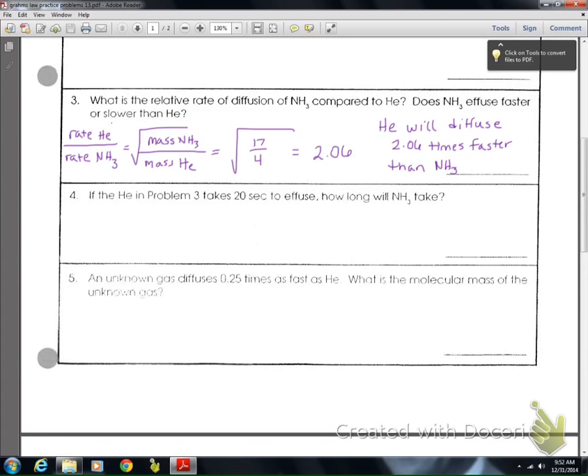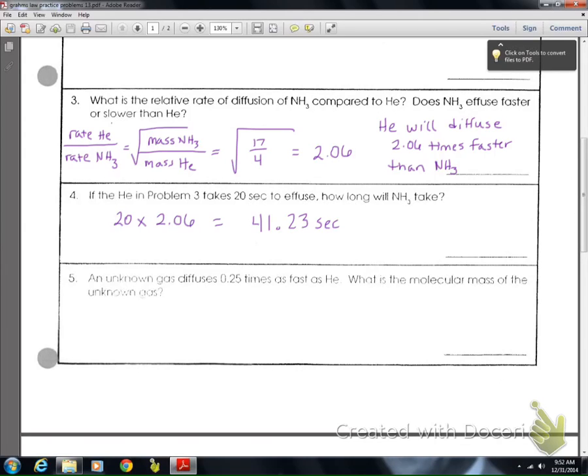And then the follow up question with number 4, very similar to number 2: if the helium in problem 3 takes 20 seconds to effuse, how long will ammonia take? Well, I know that the helium should move faster than the ammonia, and it takes 20 seconds. So in this one, I want to think about, is it a multiplication or division to find out how long the ammonia takes? Well, I know ammonia should take longer, and so I'm not going to divide on this one, I'm going to multiply the rate. And so 20 times 2.06 will give me 41.23 seconds.